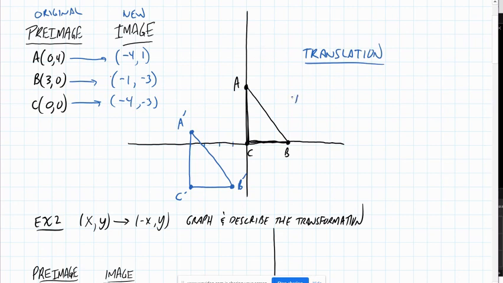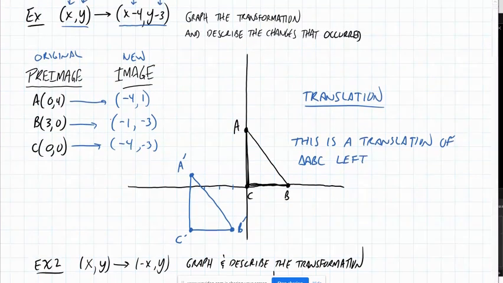Okay, so we'll say this is a translation of triangle ABC left, let's see, we went left 4 units, and up, sorry, down 3 units. Okay, so that describes the type of transformation. So remember, for a translation, we're just sliding the image. We're not changing the size or the shape or the orientation.